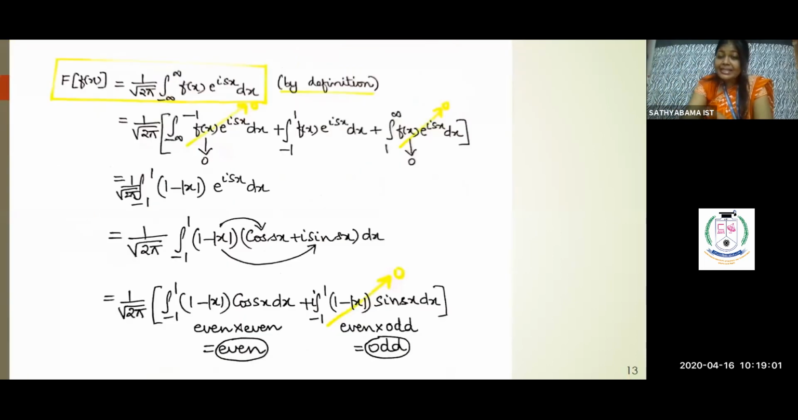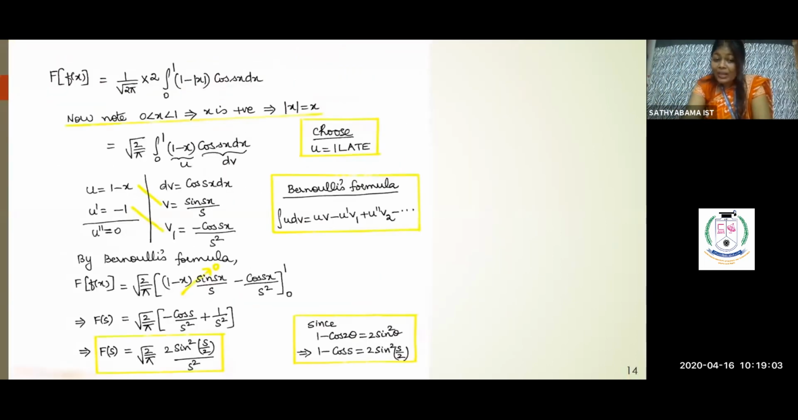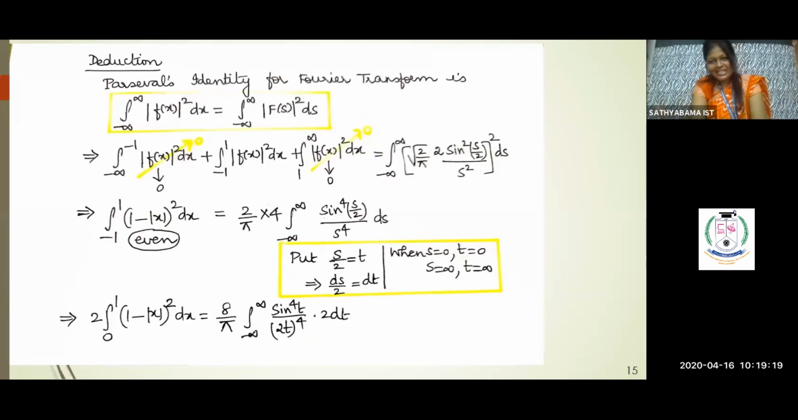So when will I get sine power 4? Only when I square sine square. Isn't it? Sine square, the whole square, will give me sine power 4. So in other words, what should I do? I should find f of s square. Now, which identity has f of s square? Only Parseval's identity. Is that clear? So that's why for the deduction, I went for Parseval's identity.